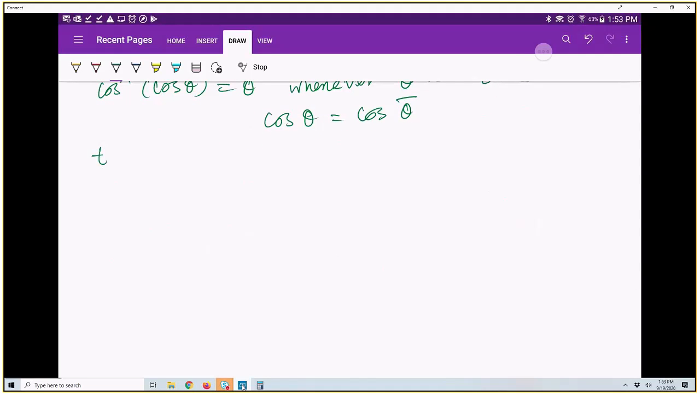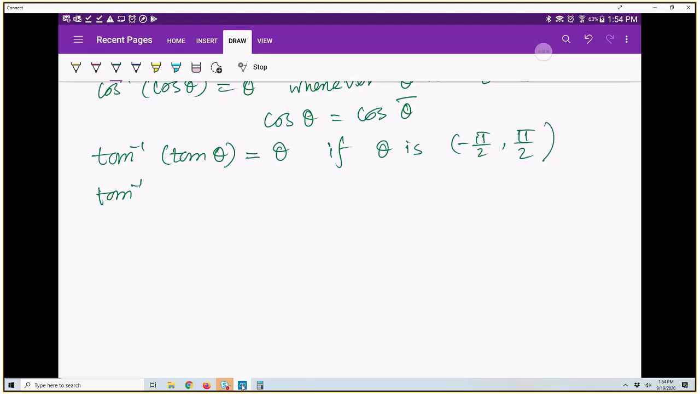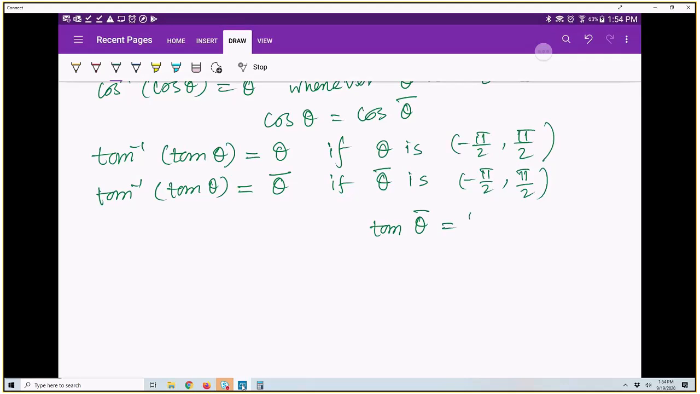So tangent inverse of tangent of theta is equal to theta if theta is in the domain, so again, you have the restricted domain. If you know that theta is in the restricted domain of negative pi over 2 open to pi over 2 open, tangent inverse and tangent will cancel. But if theta is not in this restricted domain, then that is going to be the reference angle theta bar, where I will know theta bar is in the restricted domain, and it is such a theta bar that tangent of theta bar is equal to tangent of theta.